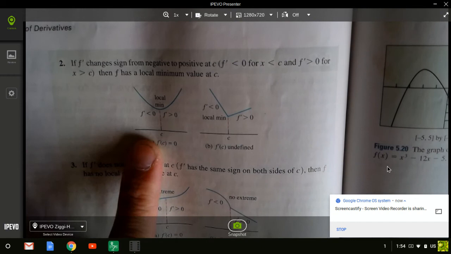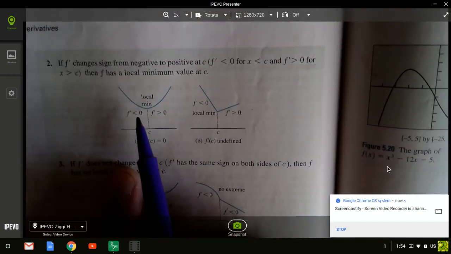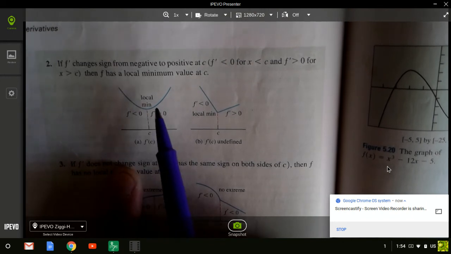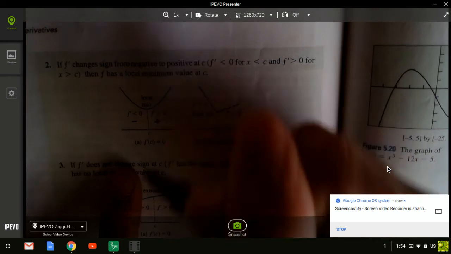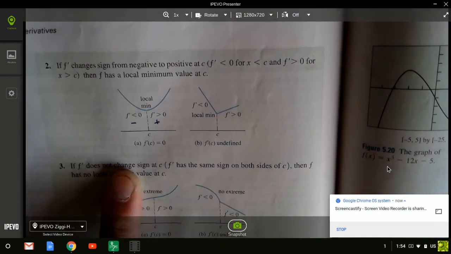The opposite of that is, let's say you find that x equals c is a critical value, and then you test out a point to the left and the right, and you find out the slope on the left-hand side is negative, it's less than 0. But then you find out the derivative value to the right is positive. Negative going to positive. That should tell you that you got a local min, okay?